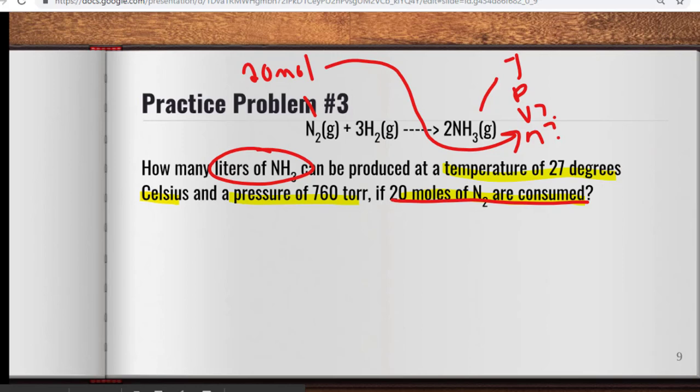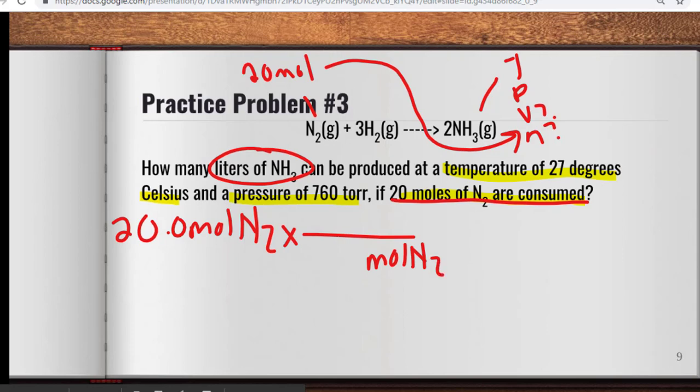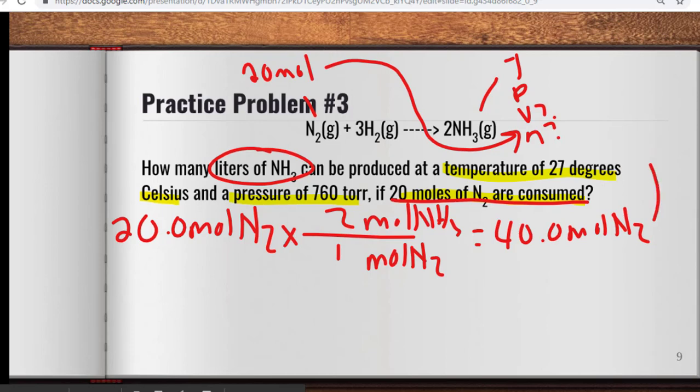So let's start this problem. We're going to start with 20 moles of N2. This is nice because this is just a simple mole to mole. Use the coefficients of the equation. So what we get is 40 moles of NH3. The next step we're going to do is use that in this equation to solve for PV equals nRT.